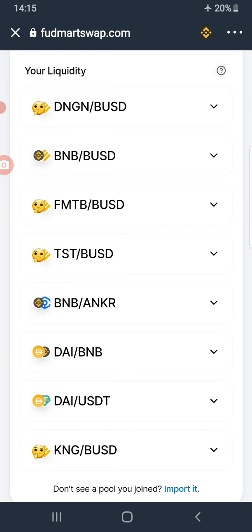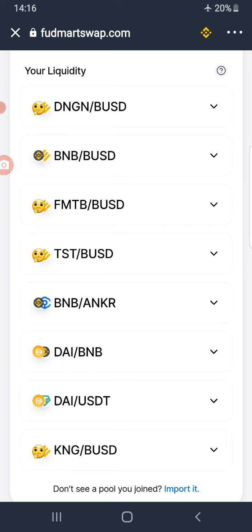Now we will take a snapshot of those who provided liquidity and how much liquidity they provided when the FudmartSwap staking platform launches. That could be in a month, it could be in 2, it could be in 3. But the most important thing is that when it launches, we will take a snapshot and reward those who invested in the liquidity pool. We will reward them with FMTB tokens.